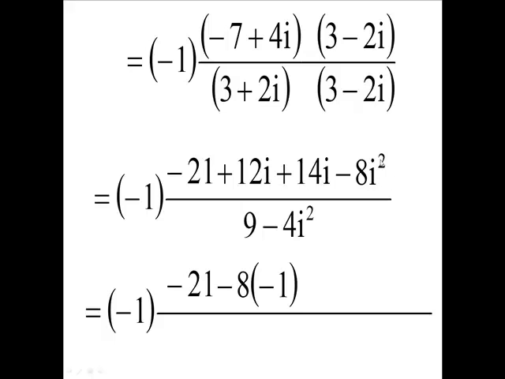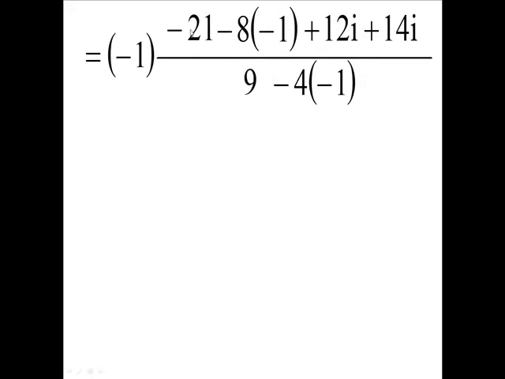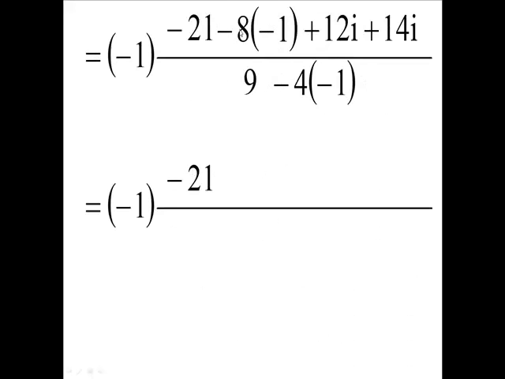Right now, i squared is a negative 1. So I'm going to have negative 8 times negative 1. Copy the other numbers down, like I said. And you'll have 9 minus 4 times negative 1. So now I have minus 21. You have negative 8 times negative 1. Copy the other ones down. You have 9 plus what? Negative 4 times negative 1 is a plus 4.